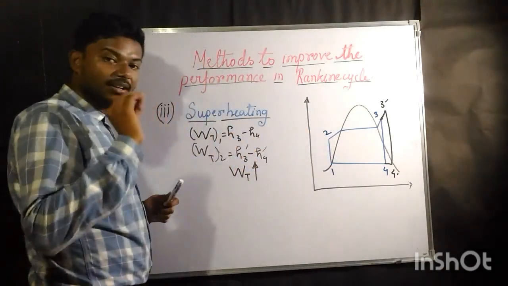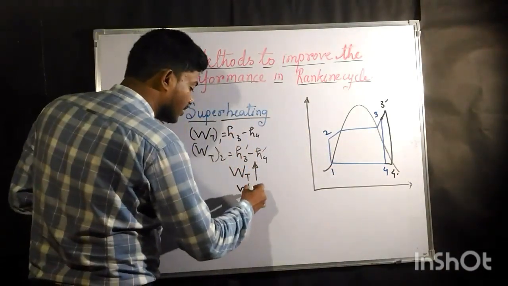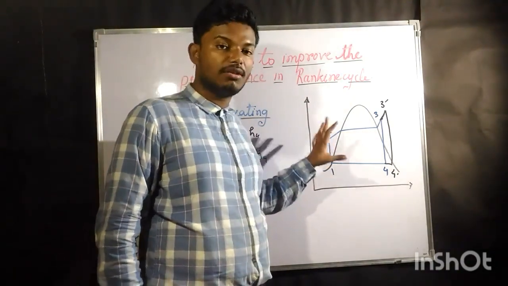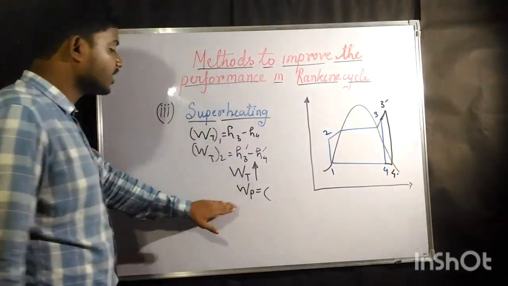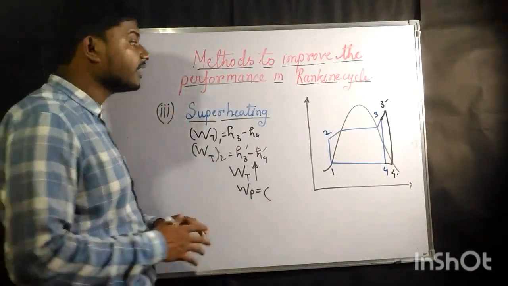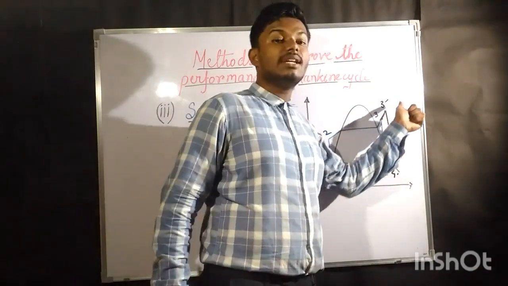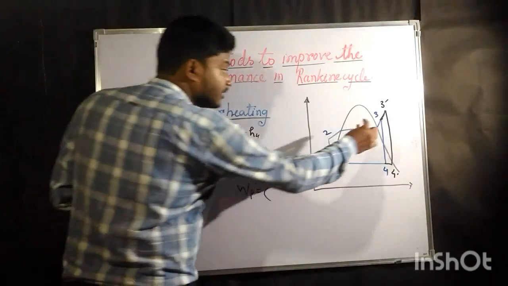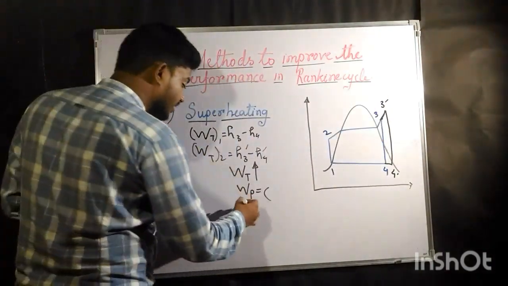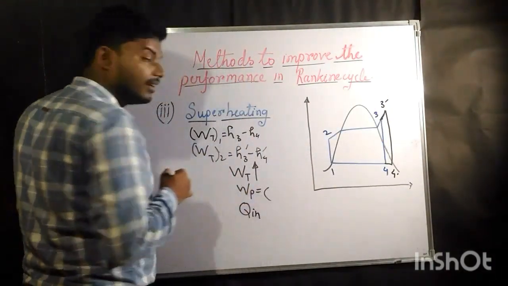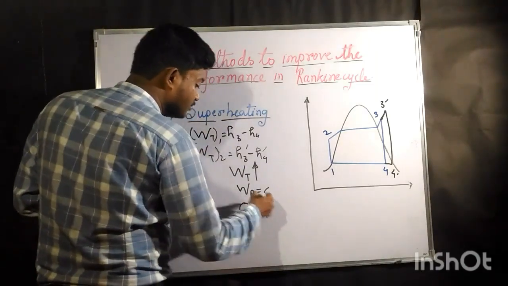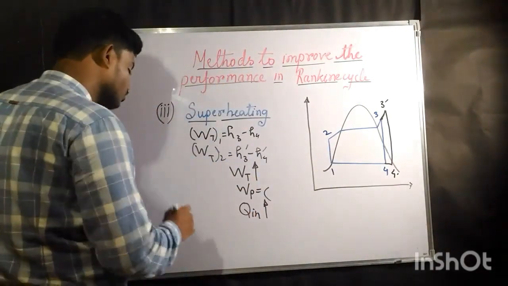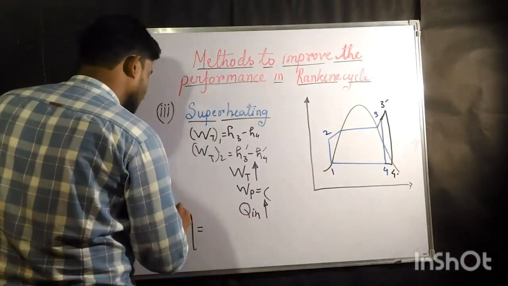Now here the work done by pump is not increasing even slightly, it is constant. Previously it was 1 to 2, now it is also 1 to 2. So work done by pump is constant. But we are trying to increase the superheated temperature, so that is the reason heat input is also going to be higher. Heat input is higher, but efficiency is going to increase.